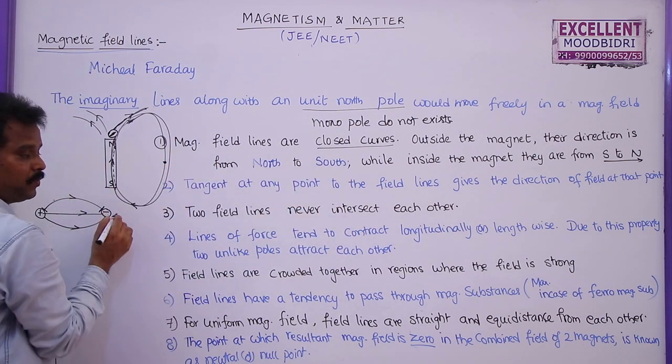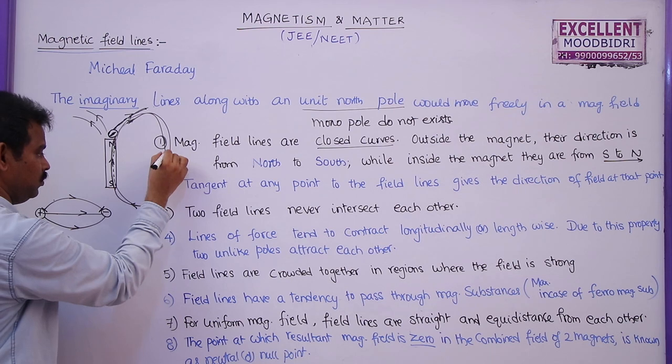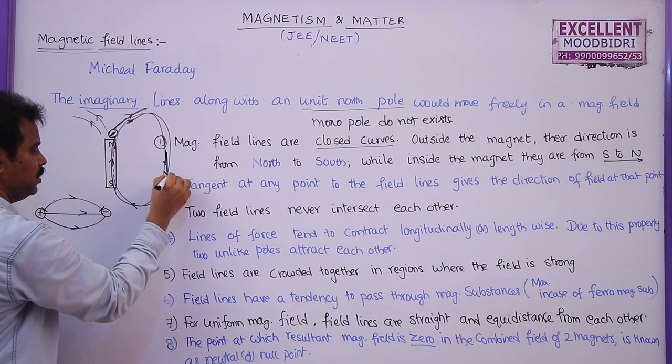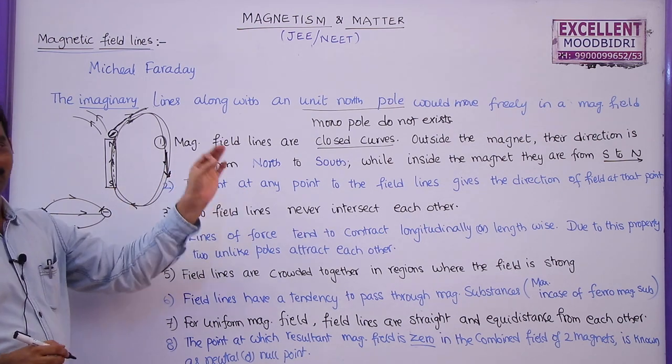Now, the tangent drawn at any point to the field line gives the direction of the magnetic field. Here, if you want to find out the magnetic field due to this bar magnet, now if you draw a tangent at this point, this will give the direction of the magnetic field at that point.